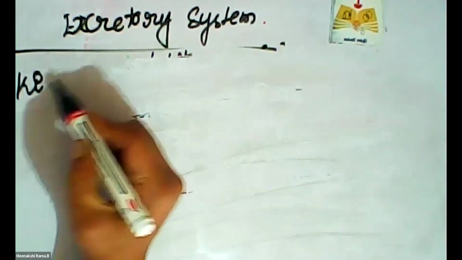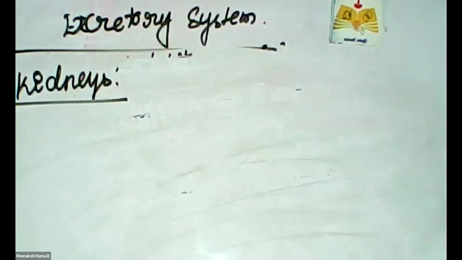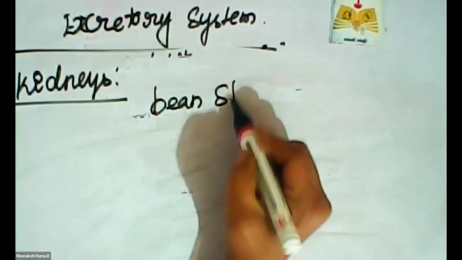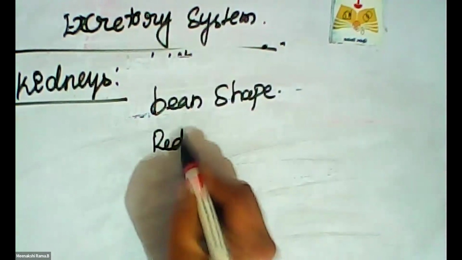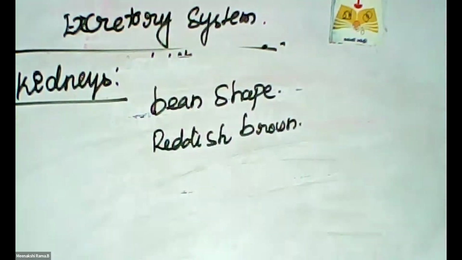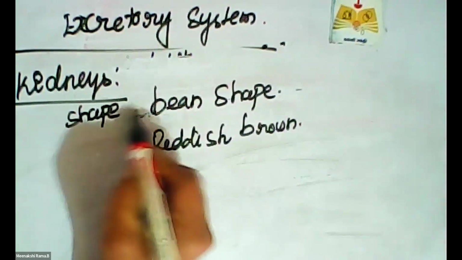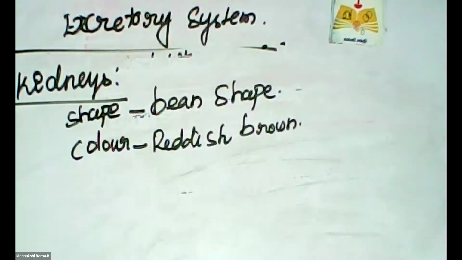Kidneys. Yes, the kidneys are bean-shaped organs, and the color is reddish brown. The shape is bean shape, and the color is reddish brown. The kidneys lie on either side of our vertebral column in the abdominal cavity. Okay. So the right kidney is placed lower than the left kidney.